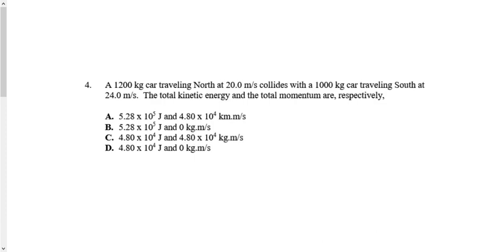And finally, number 4 says a 1,200 kilogram car traveling north at 20 collides with a 1,000 kilogram car traveling south at 24. What's the total kinetic energy and the total momentum? Big difference here is that kinetic energy is a scalar. Direction doesn't matter. Momentum is a vector. Direction does matter. So let's find the kinetic energy first.